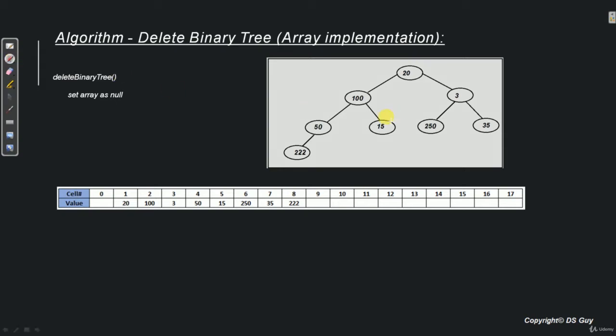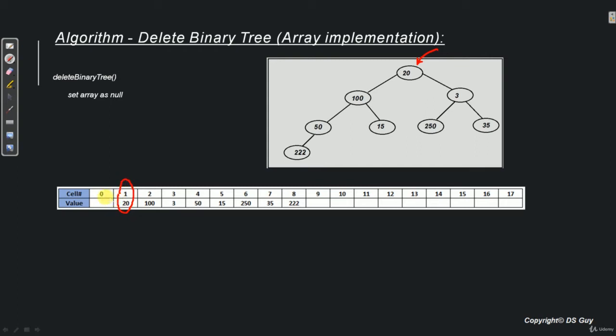Now if you remember from a linked list implementation, if you wanted to delete a binary tree, all that we were doing is deleting the root node, and the rest of the nodes were taken care of automatically by the garbage collection. But in the case of an array implementation, that is not the case because the entire tree is stored in one single array. So we cannot delete only one cell from an array. That option is not available.